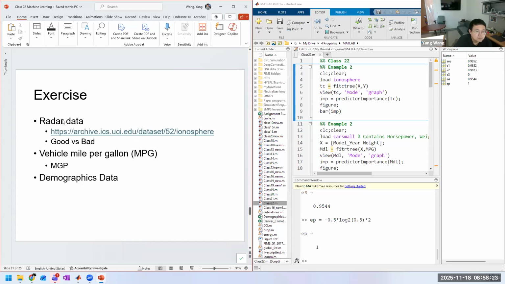So the first example is analyzing radar data. The radar is trying to analyze the ionosphere, which is the part of the atmosphere that's really far away from the Earth.